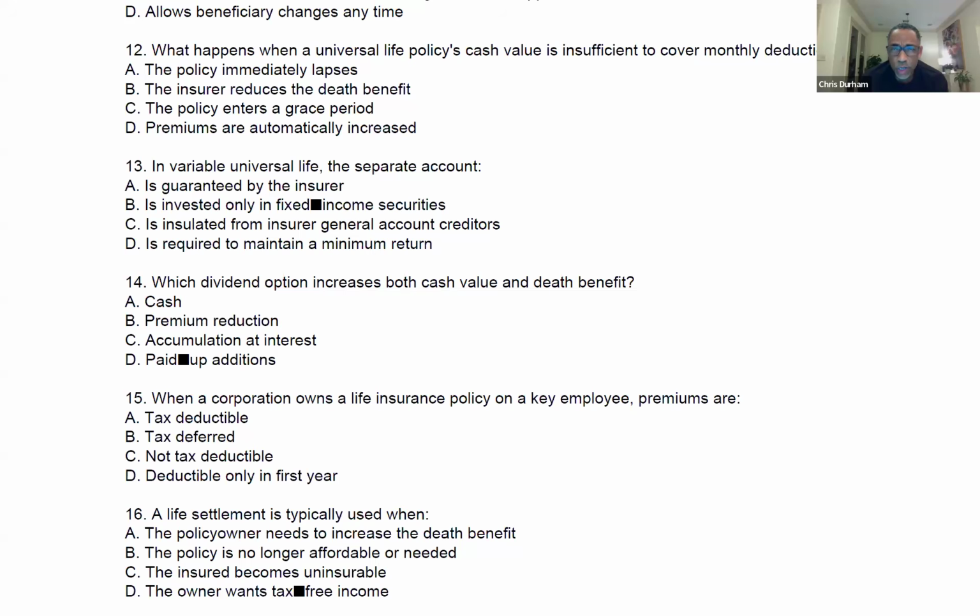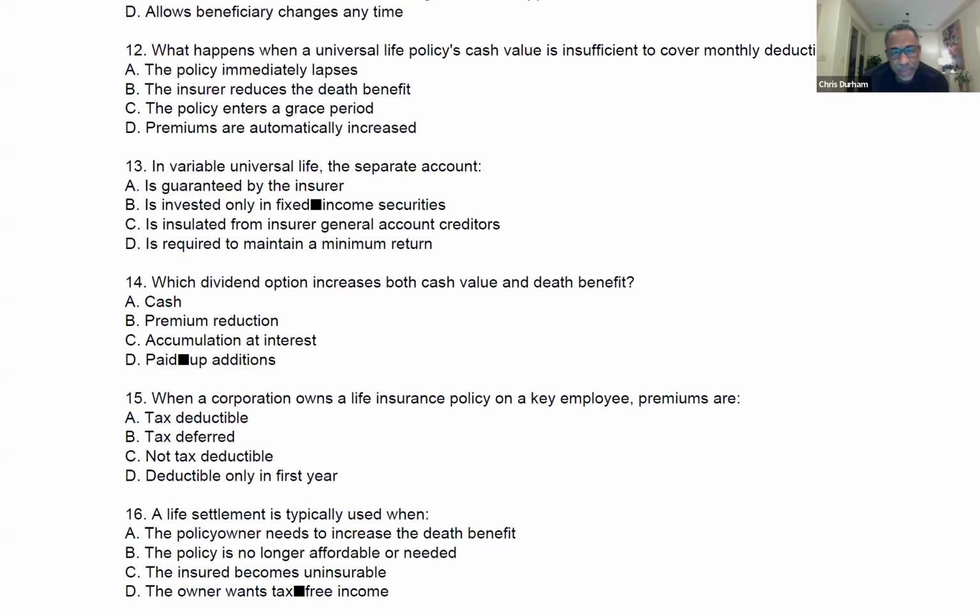So knowing the words, association: variable always goes with stock market, not guaranteed. Fixed always goes with guaranteed. So if it was a whole life that had fixed premium, the cash value is invested in an insurance company's general account. In a variable policy, the money is invested in the insurance company's separate account, treated like mutual funds, and works like a mutual fund.